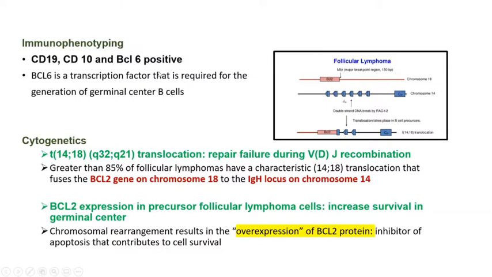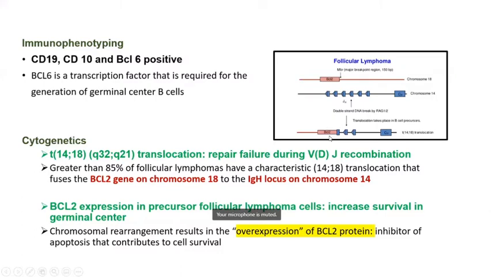So what is the cytogenetics? It has a very unique translocation, that is the 14;18 translocation. The BCL2 gene, which is present on chromosome 18, and the immunoglobulin heavy chain translocate. So they will form a 14;18 translocation combining BCL2 and the immunoglobulin H locus. What happens after this translocation is there will be overexpression of BCL2.